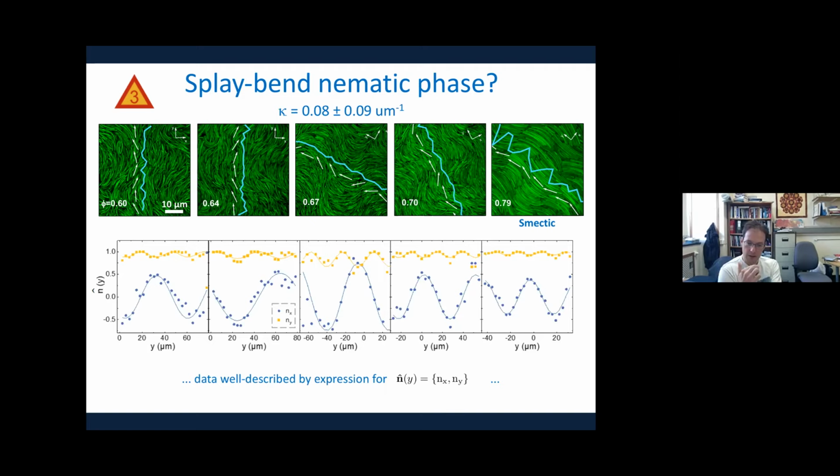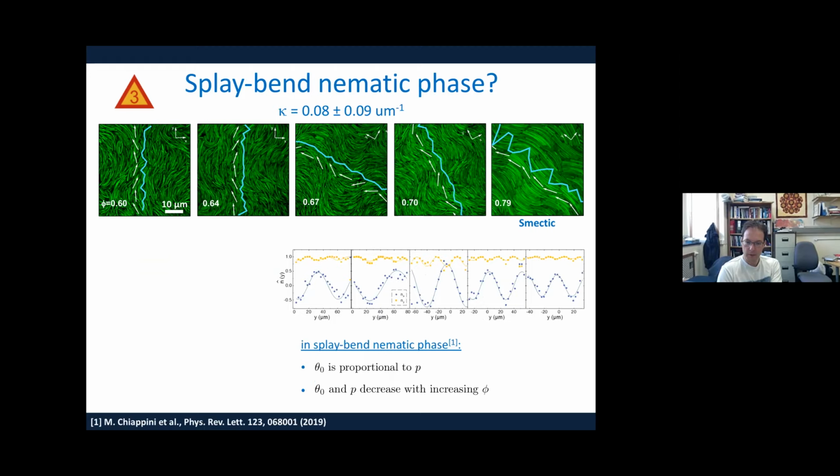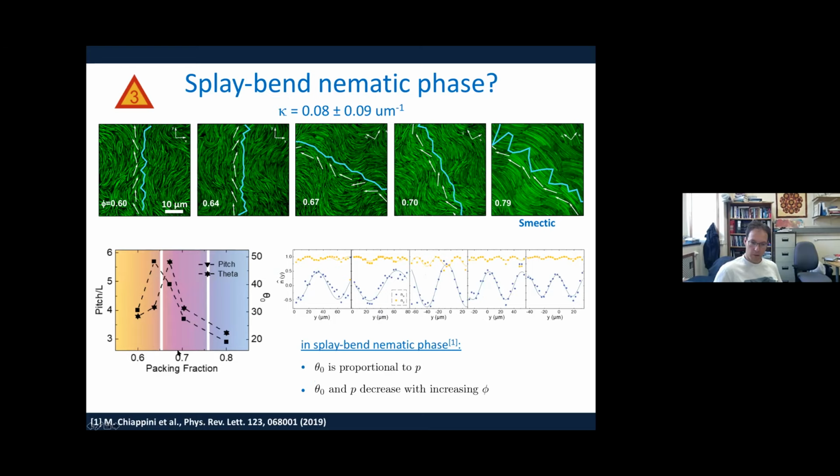So this is what we need to remember: in the splay-bend nematic phase, it shouldn't only be described by this equation, we also need the amplitude to be proportional to the pitch length, and they both need to decrease with increasing packing fraction. And that's what's shown in this graph here. As a function of the packing fraction, we plot the pitch length and the amplitude. And what you can see is that only for the higher packing fractions are the pitch length and the amplitude proportional to each other, and they both decrease with increasing packing fraction.